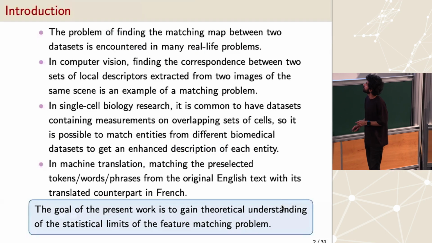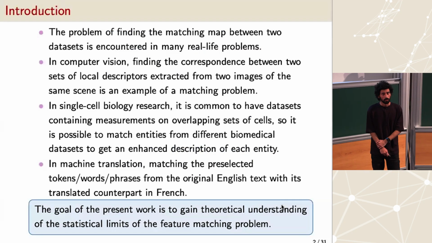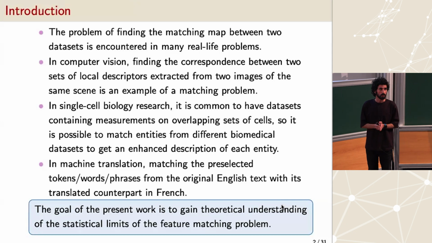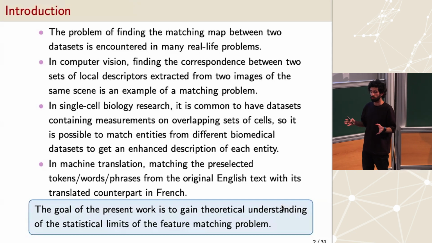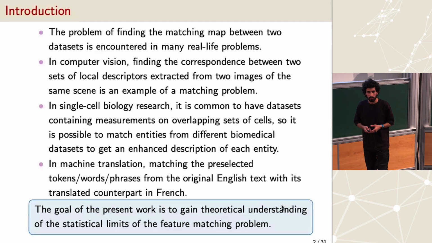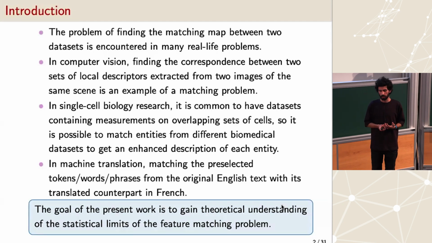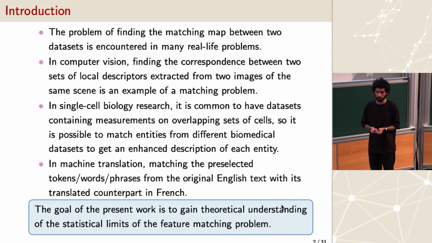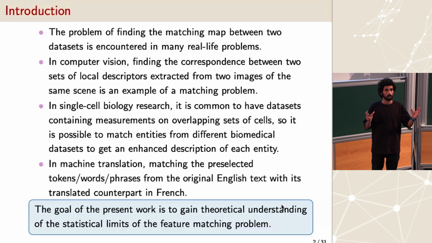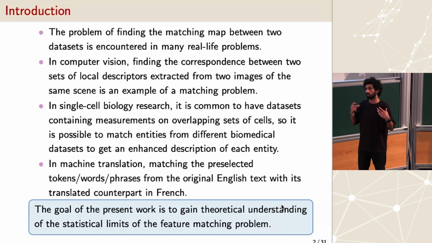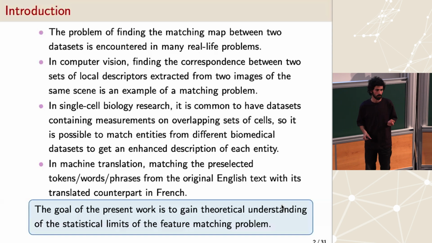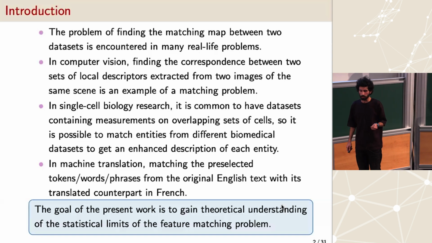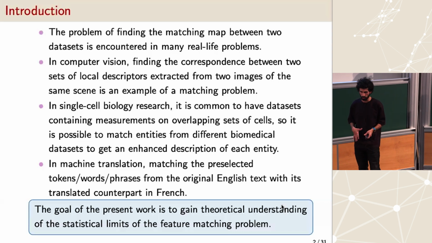So let me start with the introduction of the problem. We will be interested in finding the matching map between two different data sets. This problem arises in many real-life applications, and I'll name just a few of them. First is computer vision. Imagine a picture of the same object taken from different angles, of different sizes, with different luminosity, and we want to match the predefined descriptors of these two images.